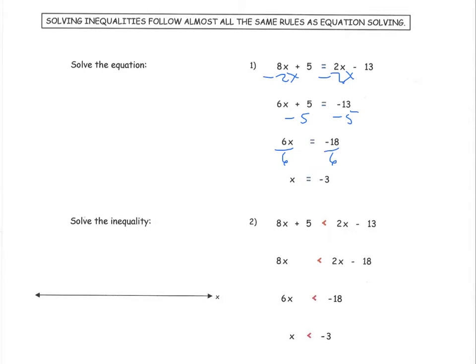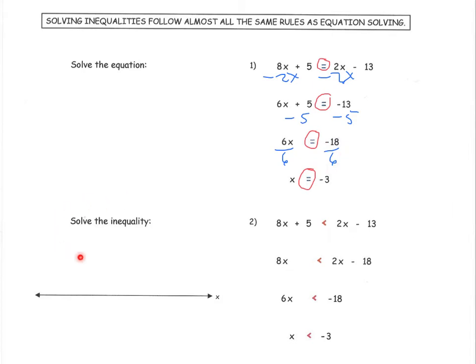Notice that we had an equals, an equals, an equals, and an equals, and nothing that we did changed the balance of the equation because we were subtracting the same thing from both sides and dividing the same thing on both sides.